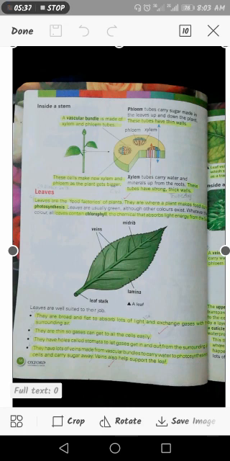Then they are thin, so gases can get to all the cells easily. The gases can reach all the cells. They have holes on the underside of the leaves. These are tiny holes, and these holes are also known as stomata. Stomata allow the gases to get in and out of the surrounding air.